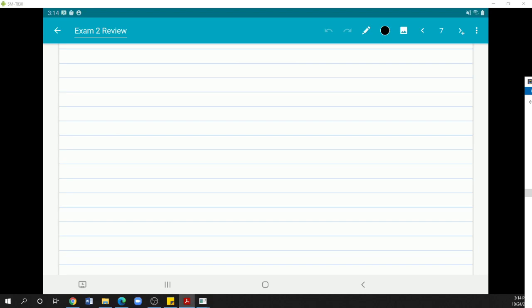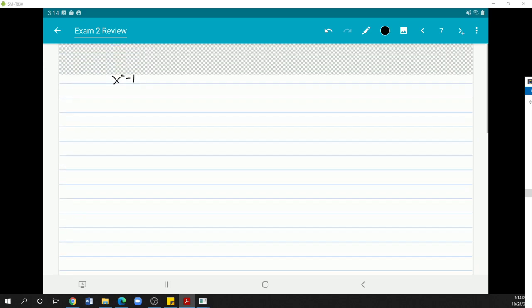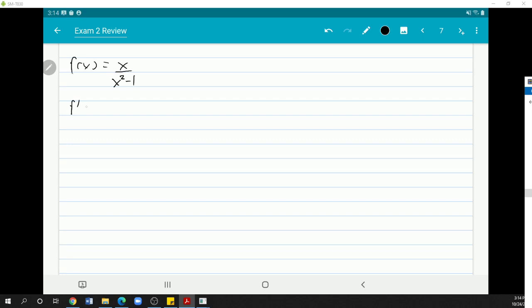Alright, so now we're going to take a look at 10b. f of x is equal to x over x squared minus 1. So I'm going to take two derivatives. We're going to have to use quotient rule twice. And it's going to be a little bit not fun.